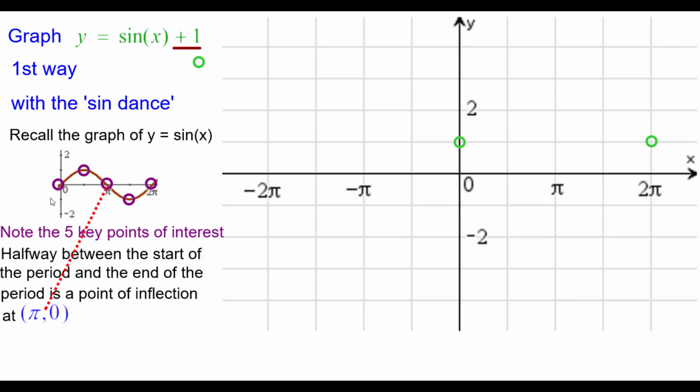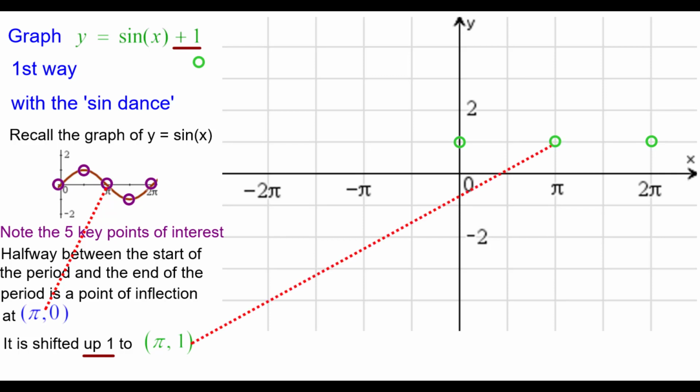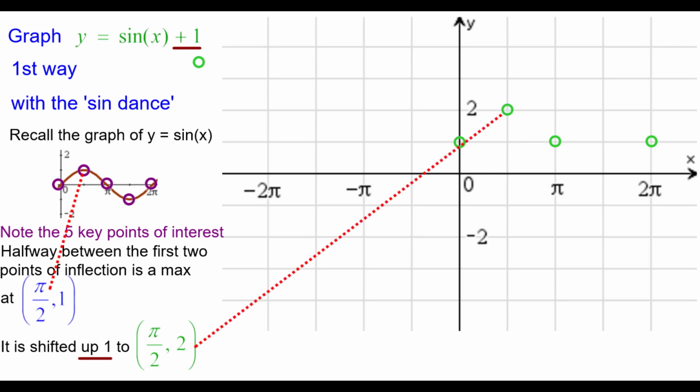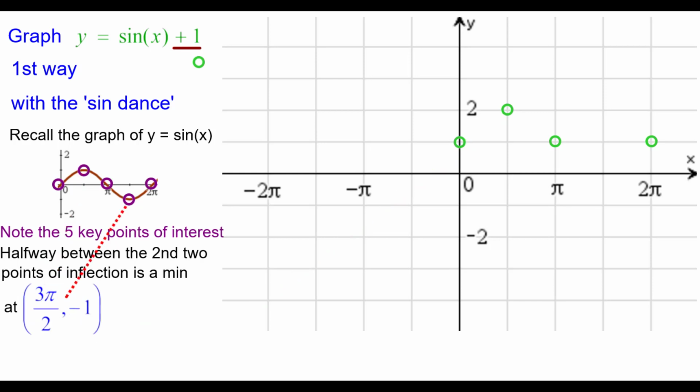Halfway between the start of a period and the end of the period is another point of inflection, normally at pi, 0. But in this case, it is shifted up to pi comma 1. Halfway between these first 2 points of inflection is a maximum at pi over 2, 1. But it's shifted up 1 to pi over 2, 2. And finally, halfway between the second 2 points of inflection is a minimum, normally at 3 pi over 2 comma negative 1, but it's shifted up to 3 pi over 2 comma 0.